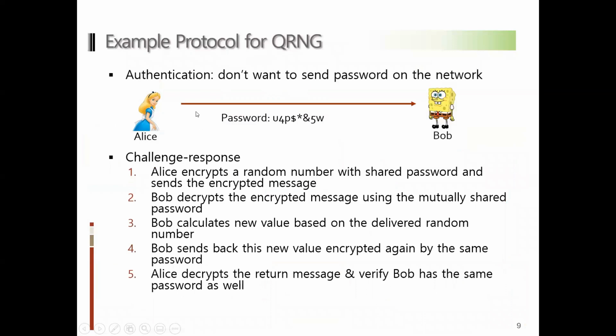So if I summarize what I just showed you, such a protocol is called a challenge and response protocol. Alice generates a random number and encrypts it with the shared password, then sends that encrypted message. Bob decrypts the encrypted message using the same shared password. Bob then calculates a new value based on the recovered random number and sends it back, encrypted again using the same password. Alice should then be able to decrypt the returned message and verify whether Bob has the same password.